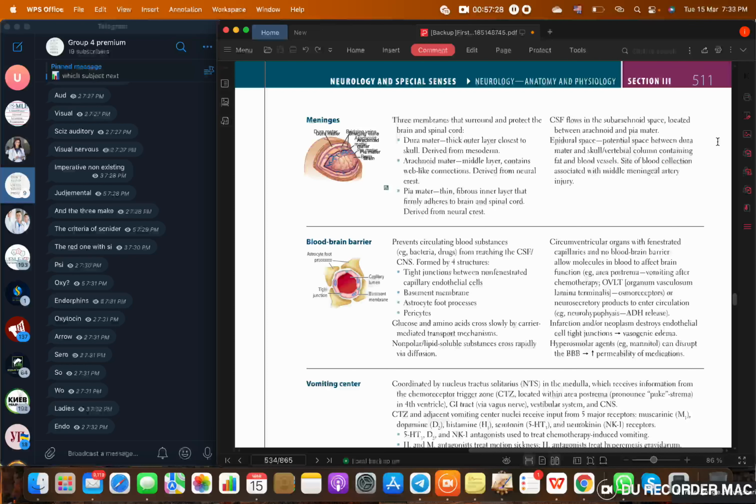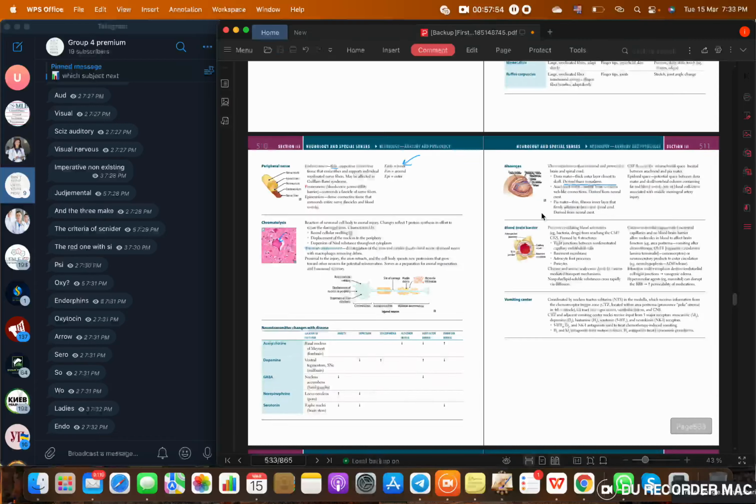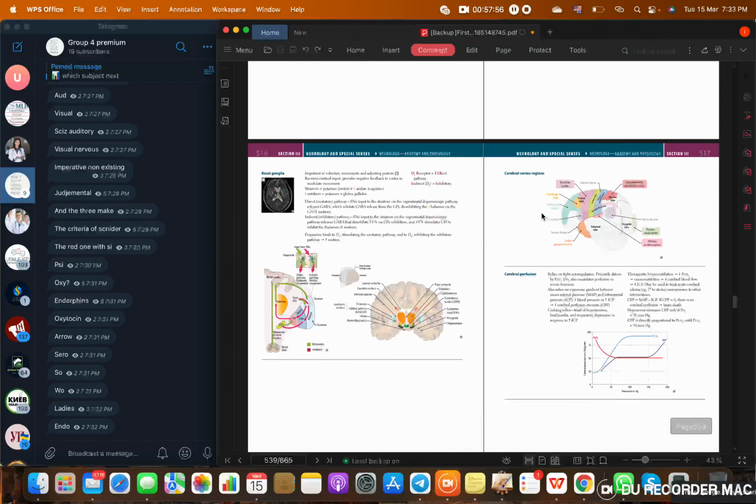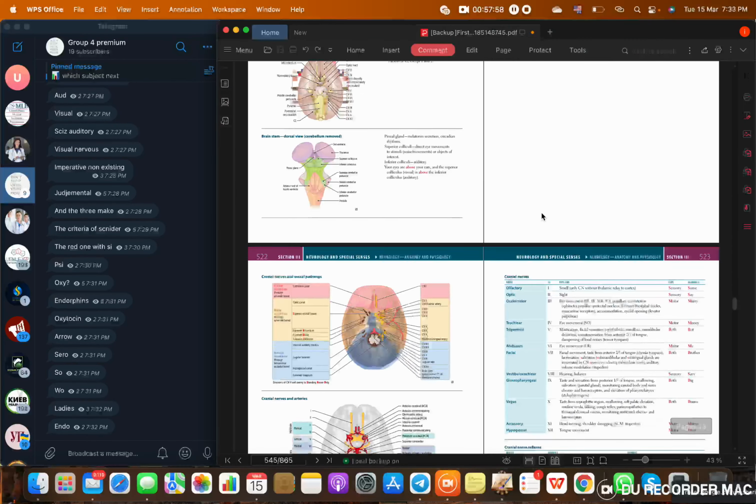So the meninges. Remember, we have the pia mater, the arachnoid, and the dura mater. Three membranes that surround and protect the brain and the spinal cord. So they cover both of them. Dura is durable. If you remember, I told you about it yesterday. I said dura is durable, so it means it's thick, strong, and heavy. So the thick outer layer closest to the skull is derived from the mesoderm. So the dura is durable, derived from the mesoderm, and it's going to be quite strong.